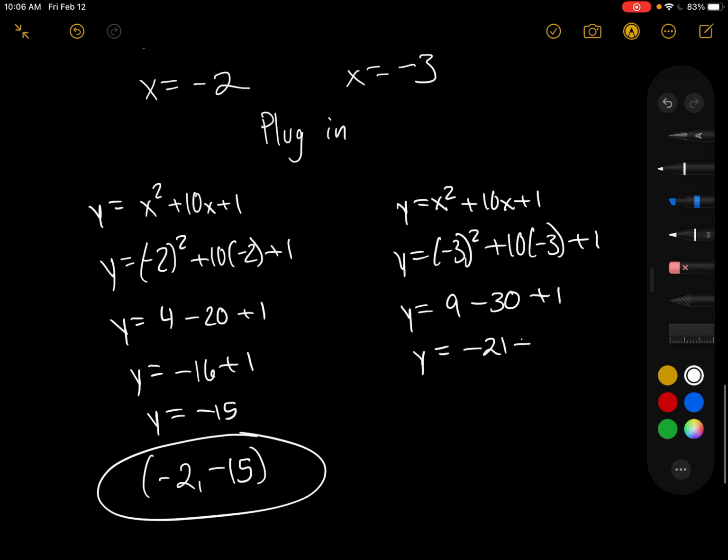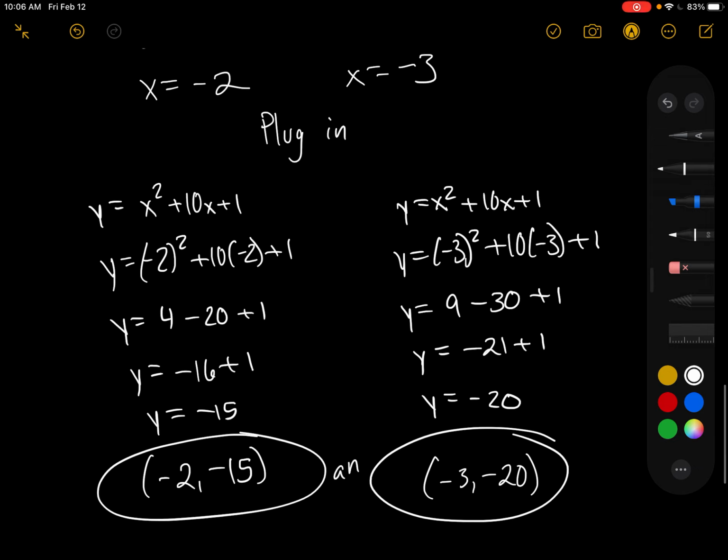And then we just use PEMDAS, follow our order of operations to solve. So our two solutions are negative 2 comma negative 15 and negative 3 comma negative 20. All right, so a bit of practice today, only one video because our only skill today is setting these things equal to each other, factoring, solving, plugging back in, and getting our x comma y ordered pair answers.